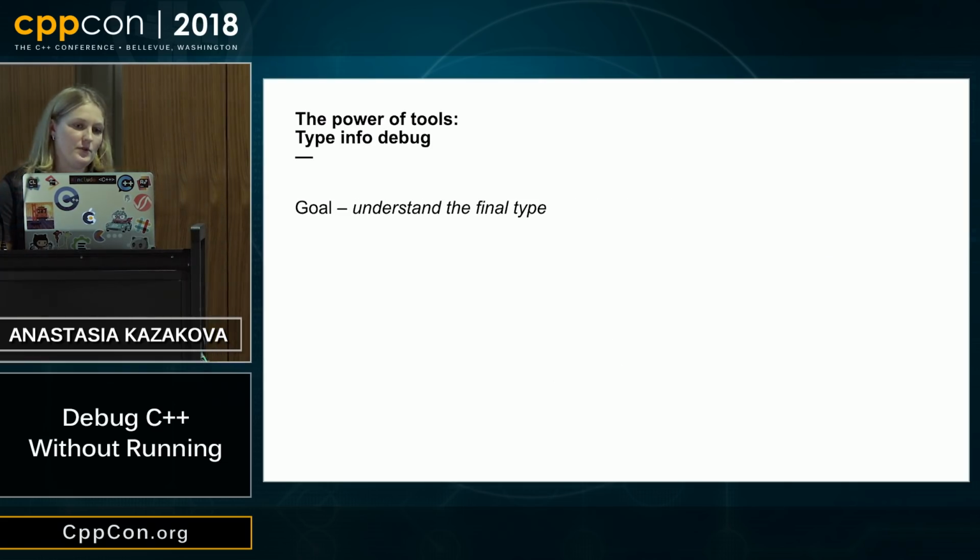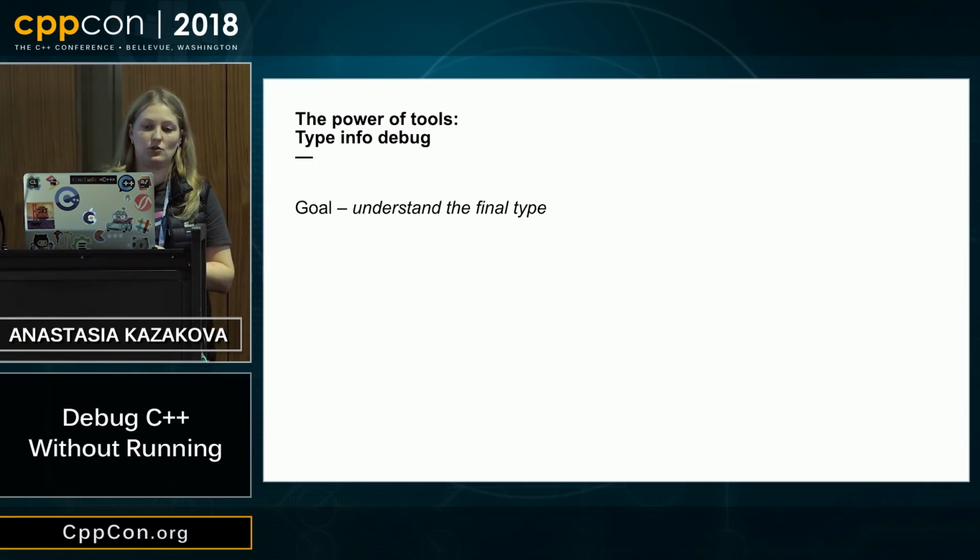Now let's come to the type information debug. The goal here is to understand the final type. And again, we don't want to compile the code or do something like that.